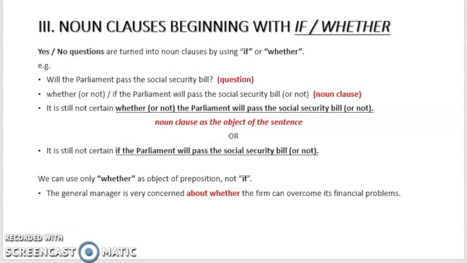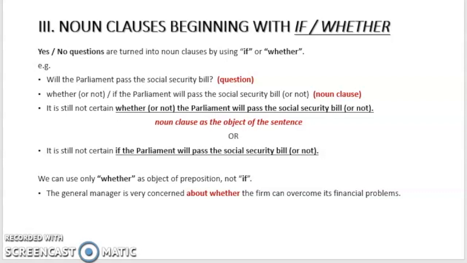Now, let's have a look at noun clauses that start with if or whether. When we have yes or no questions, these can be turned into noun clauses by using if or whether. Here is an example. Will the Parliament pass the Social Security Bill? This is a yes or no question. Whether or if the Parliament will pass the Social Security Bill or not is a noun clause.